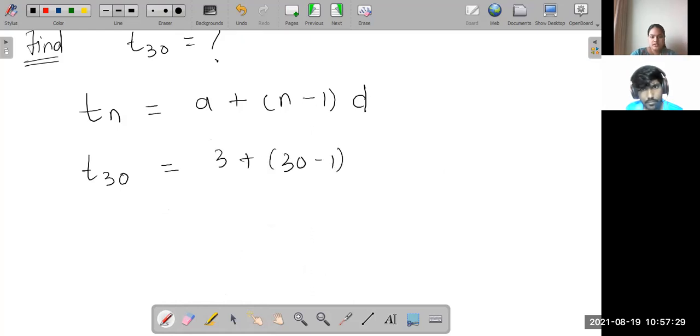N is not given to us, right? What? N, yes, given as 30. This number here is your N. So, T30. Okay, fine. That number at the bottom there will be your N. So the 30th term is asked to find out. So N is 30.